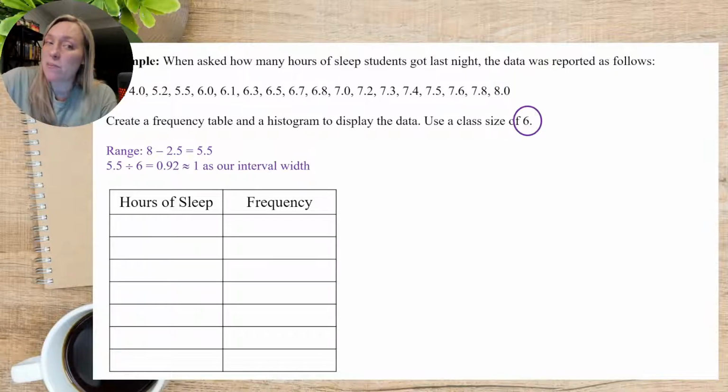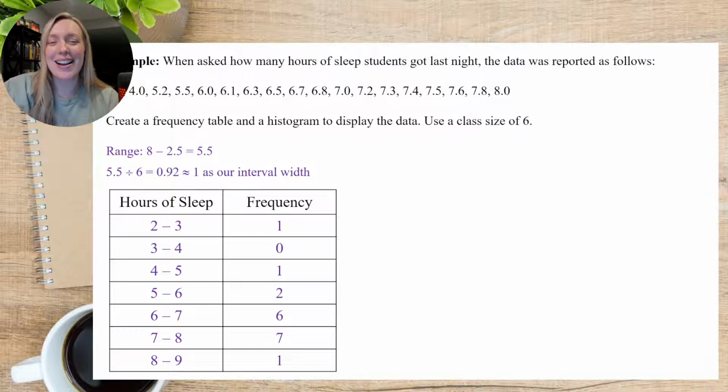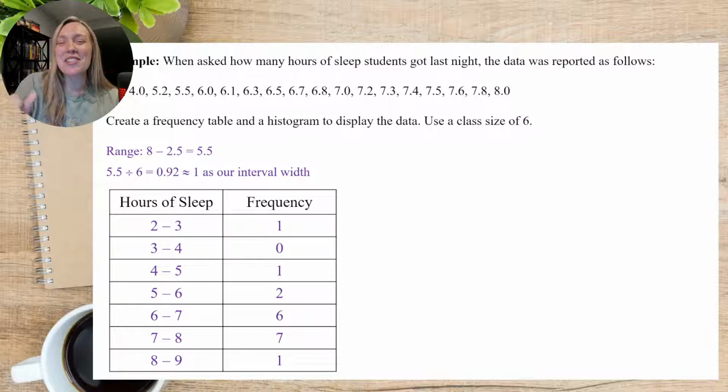So I'm going to take 5.5 and divide that by how many intervals I want. And I want 6 in the directions. That's 0.92. And I'm going to round that up to 1 as my interval width. So what that gives me, oops, I guess you get to see the hours of sleep last night. Try not to look. Is intervals of 1.